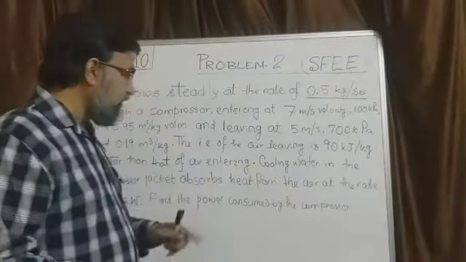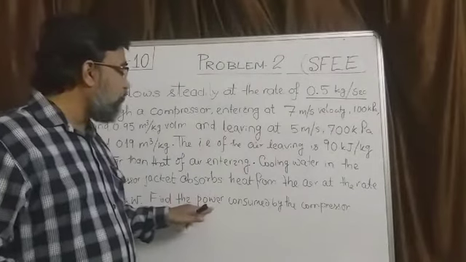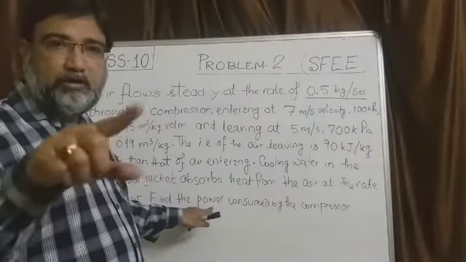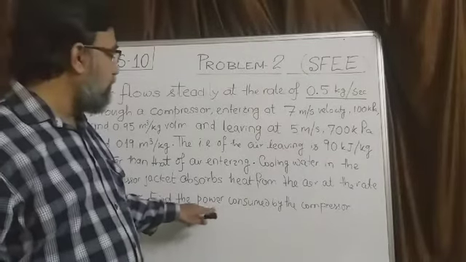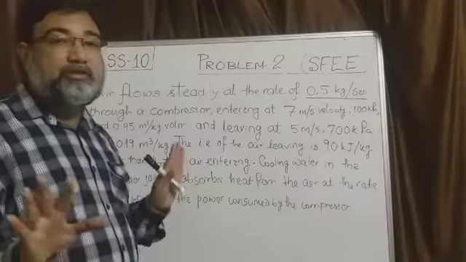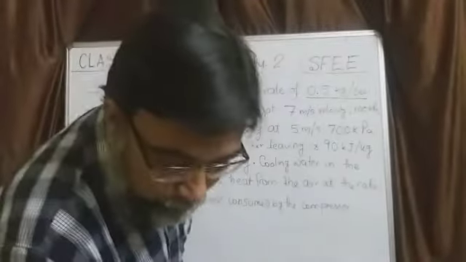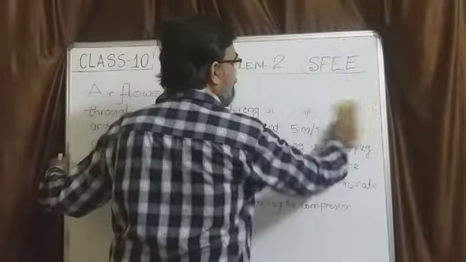So similarly here, various things are given. You have to find out the work. Power means work per unit time. So if the specific work is obtained, then multiply it with m dot, and you will get the power. So the power consumed by the compressor is something that you need to find out. With this information, we will move on to solving the problem.